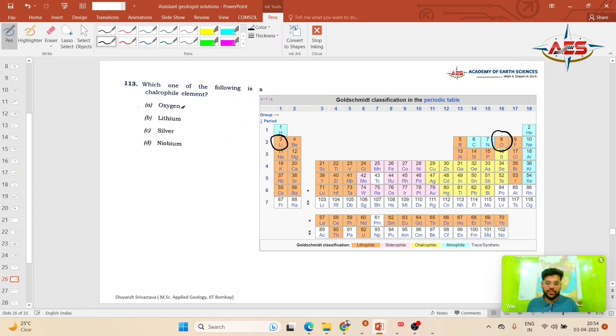Lithium is an alkali metal. It is also a lithophile. If you take niobium, where is niobium? Let's see, niobium has an atomic number of 41. Sorry, this is nickel. So niobium is also showing lithophile. But our silver, you can see silver here, Ag is 47, so it is a correct option, showing a chalcophile field.